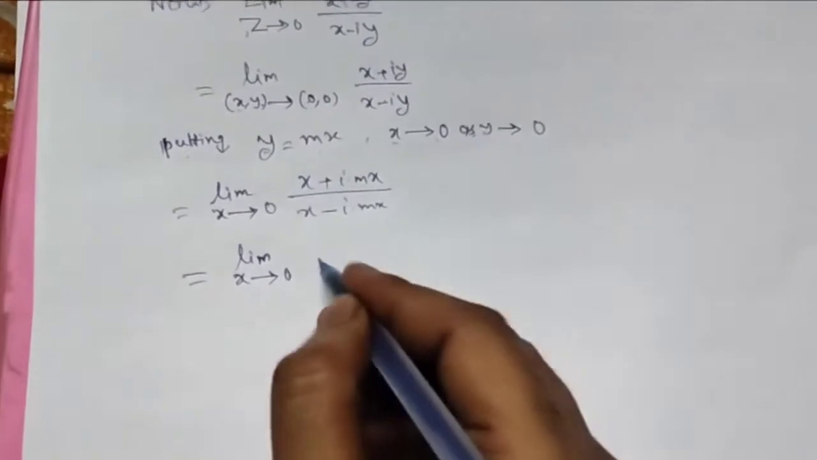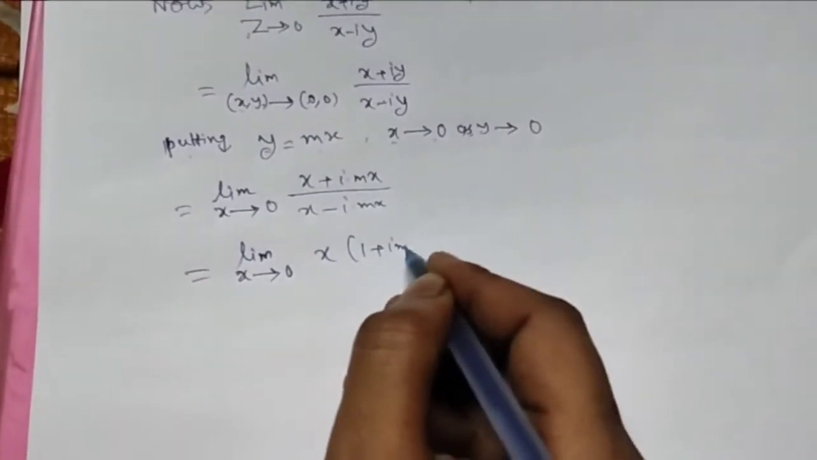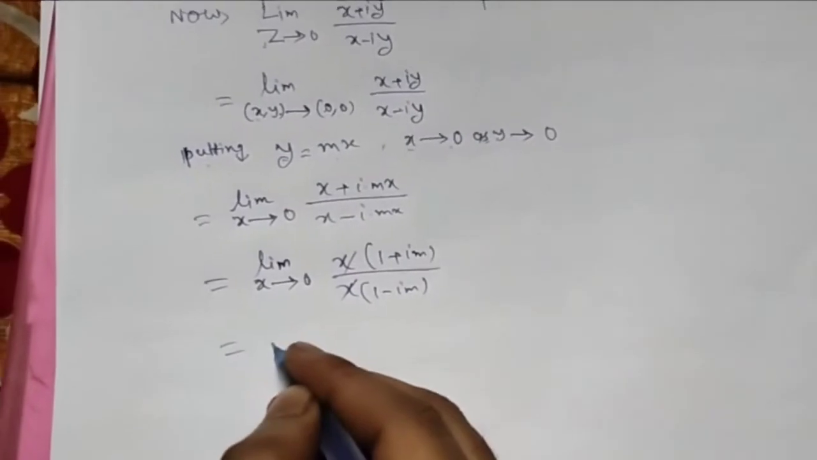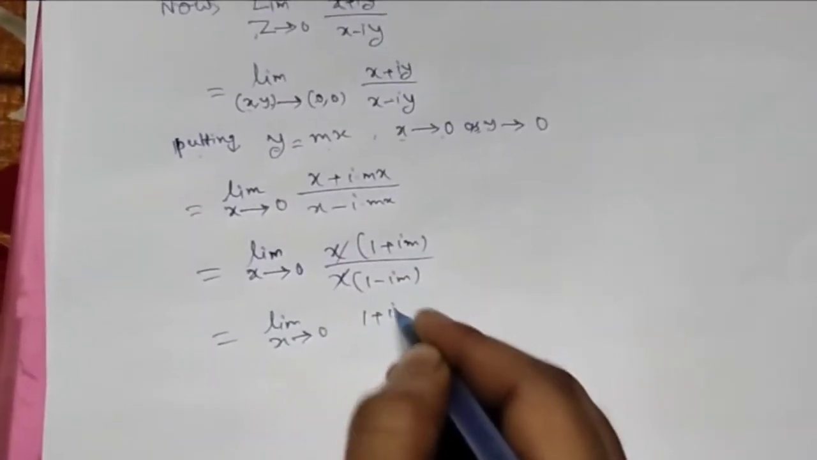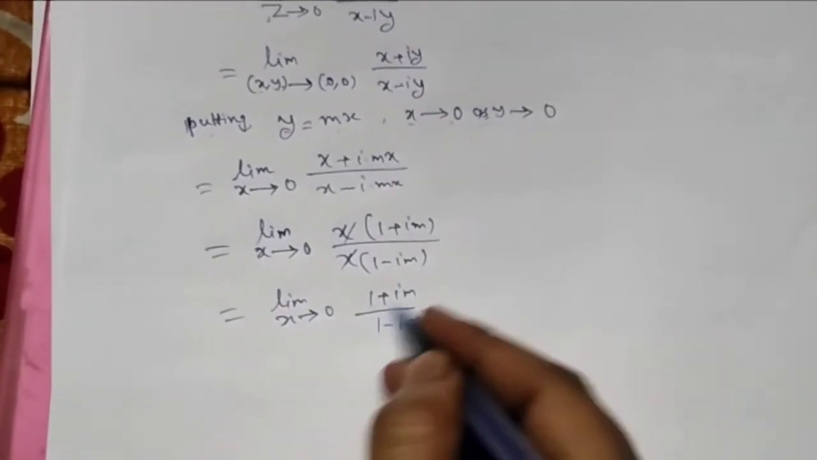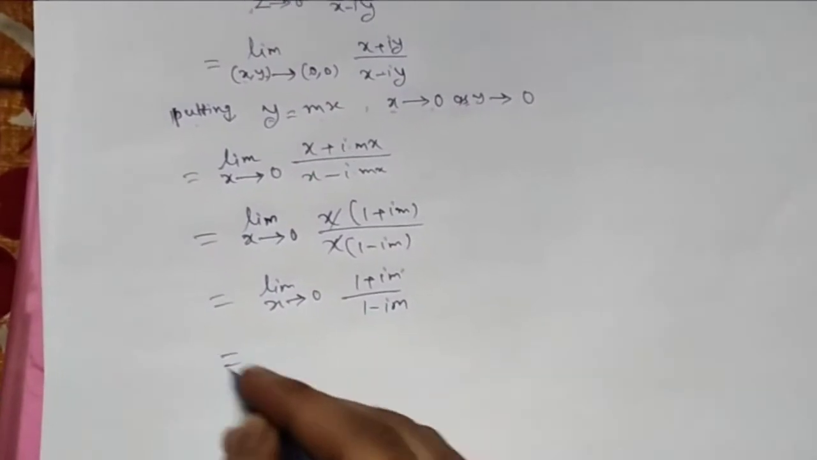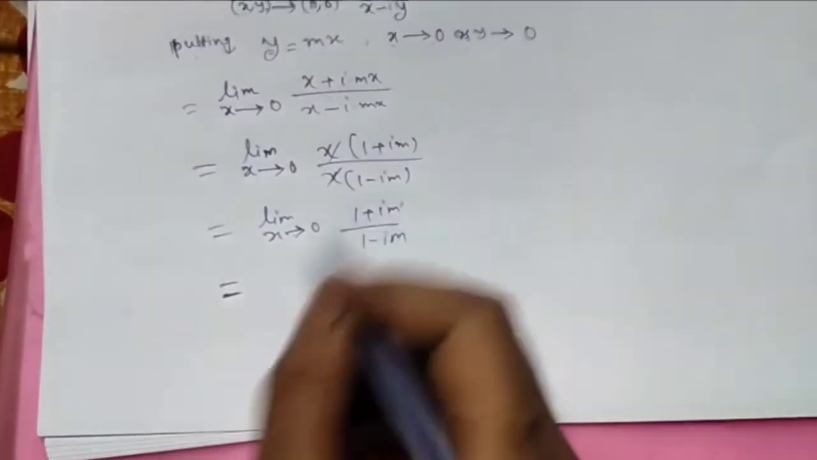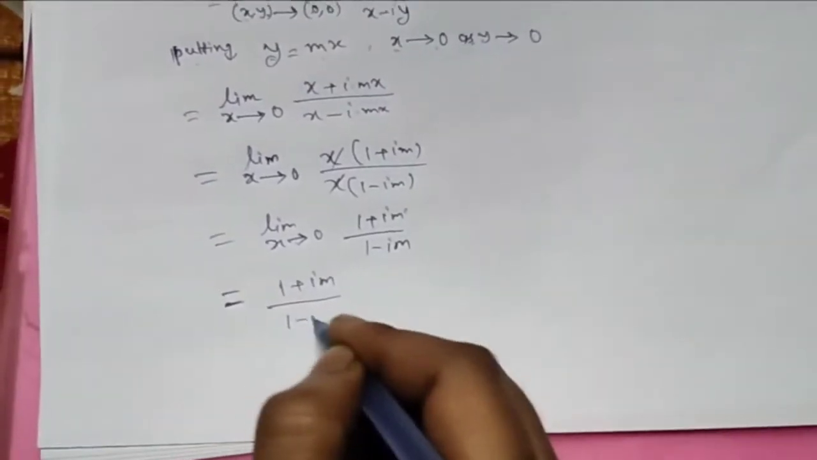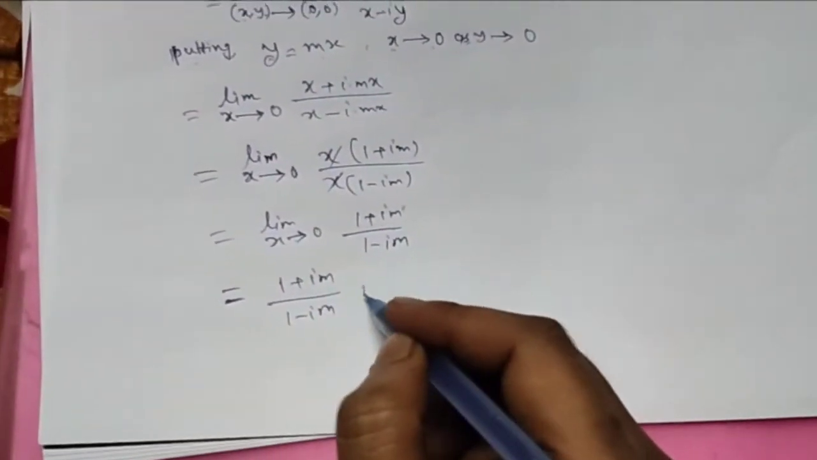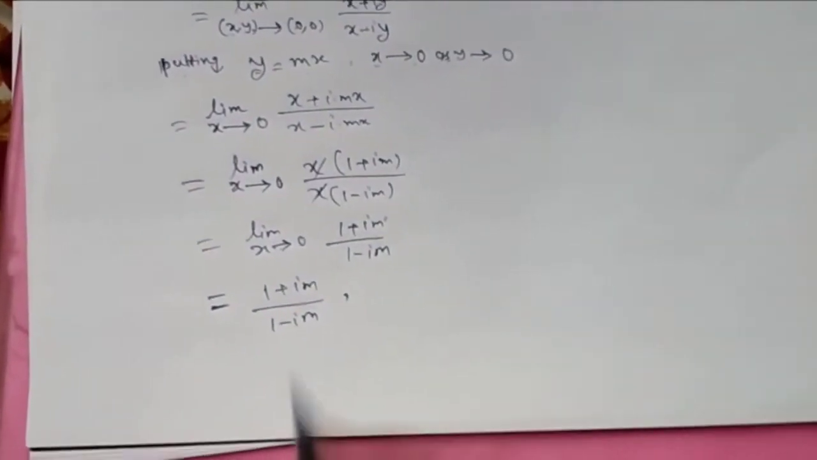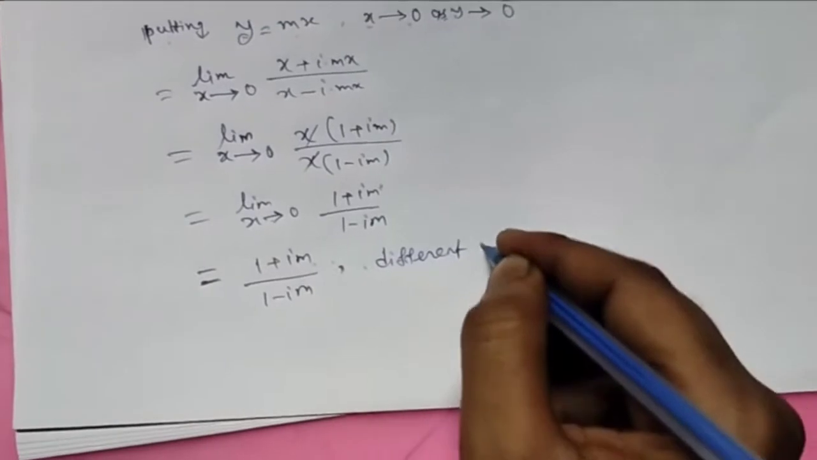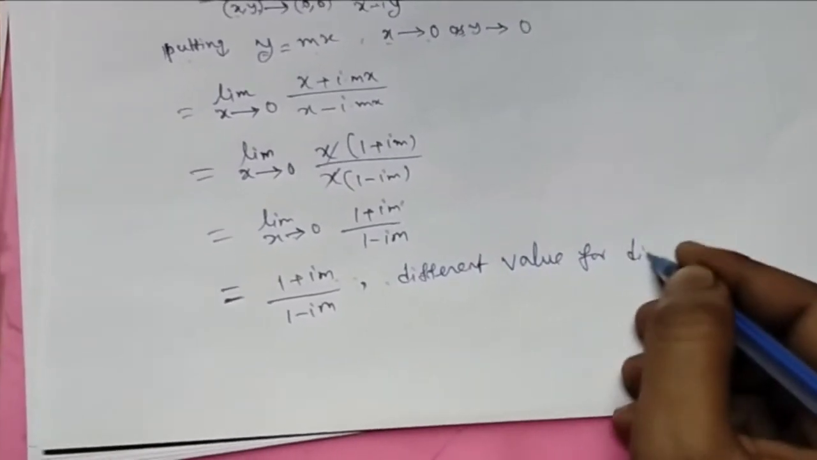Here x common, so x times (1 plus i m), and here also x common, 1 minus i m, so x cancels. So limit x tends to 0 of (1 plus im) by (1 minus im). यहाँ पर कोई x नहीं है तो ये कांस्टेंट है, तो कांस्टेंट लिमिट से बाहर आ जाता है. तो यहाँ पे (1 plus im) by (1 minus im). So this is not any fixed value. अगर m का वैल्यू डिफरेंट होता है तो ये वैल्यू भी डिफरेंट होता है. तो यहाँ पे डिफरेंट वैल्यू फॉर डिफरेंट m.